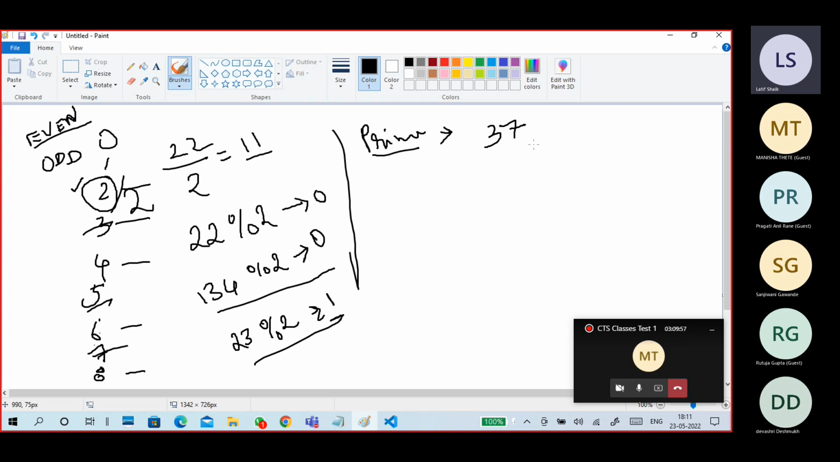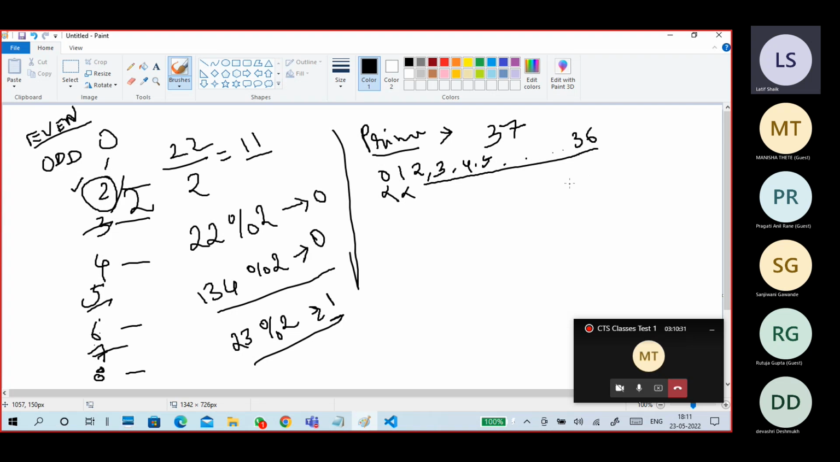You should not divide by 0. You should not do it with 1. Try from 2, 3, 4, 5, like this, up to 36. Try to divide 37 by 2 to 36. Understand? You have taken the number 37 and try to divide it with 2 to 36.